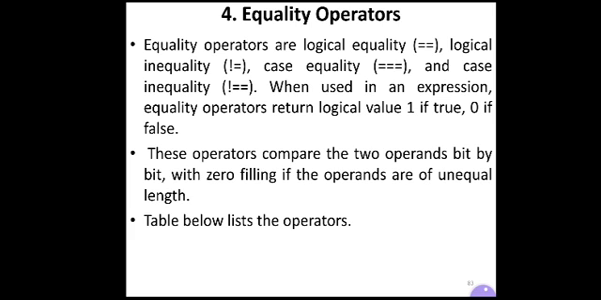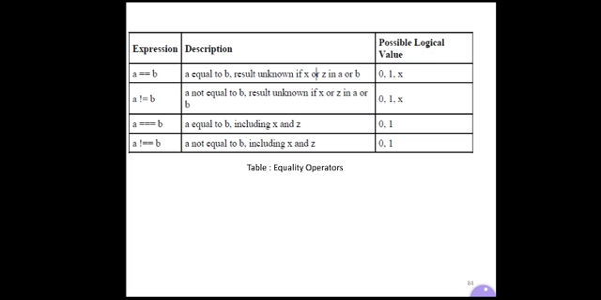There is a table here which represents the list of operators. In the expression, you can observe the operands used: A, logical equality, B. If A equals B, then the result is true. If A is not equal to B, then the result is false. If any bit of A or B consists of an unknown value x or a high impedance value z, then the result will be unknown, that is x.